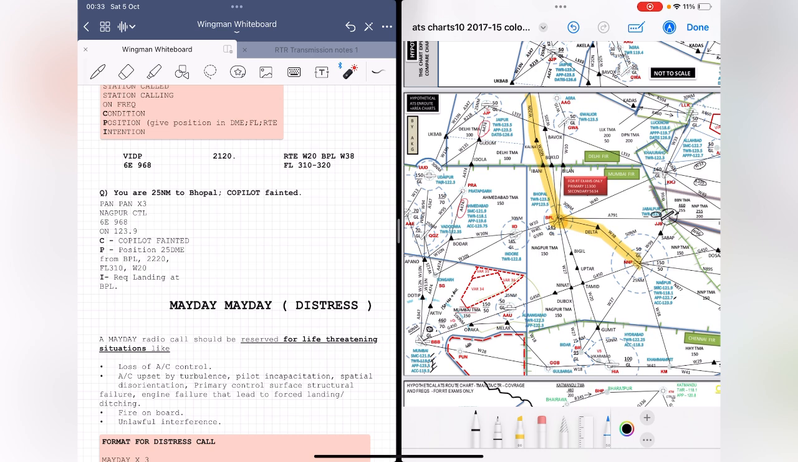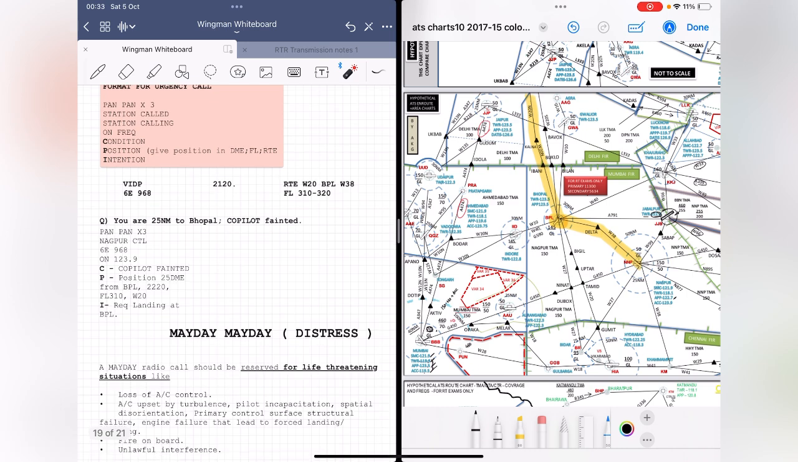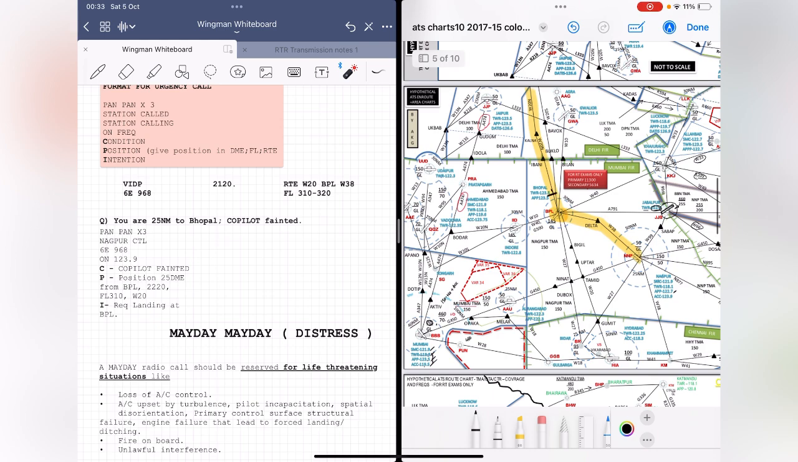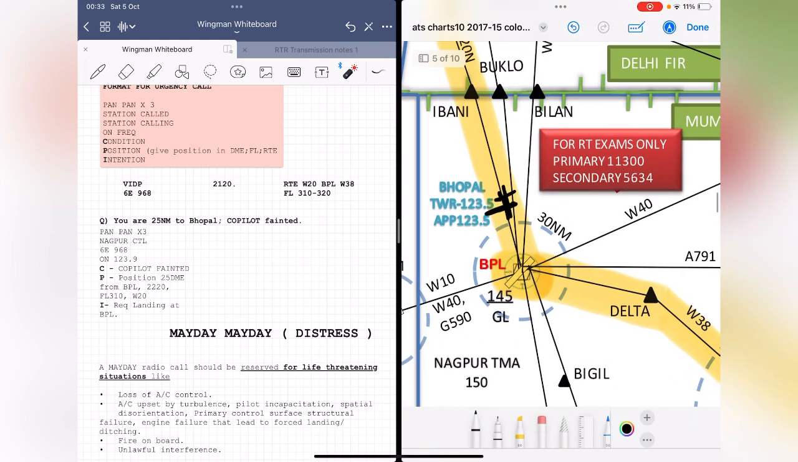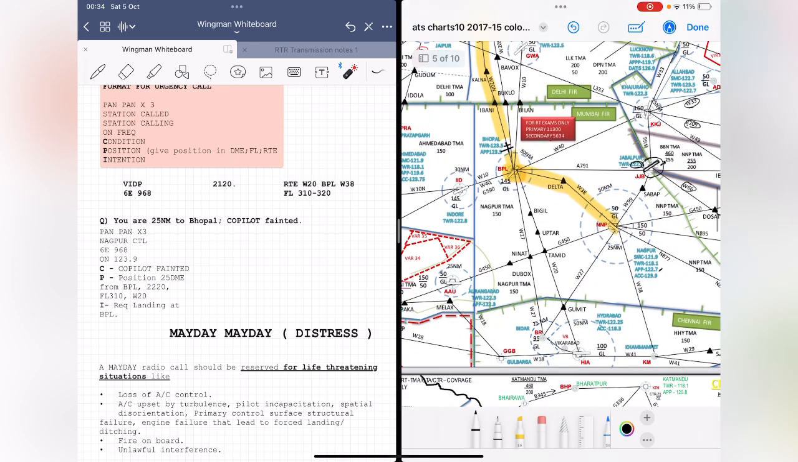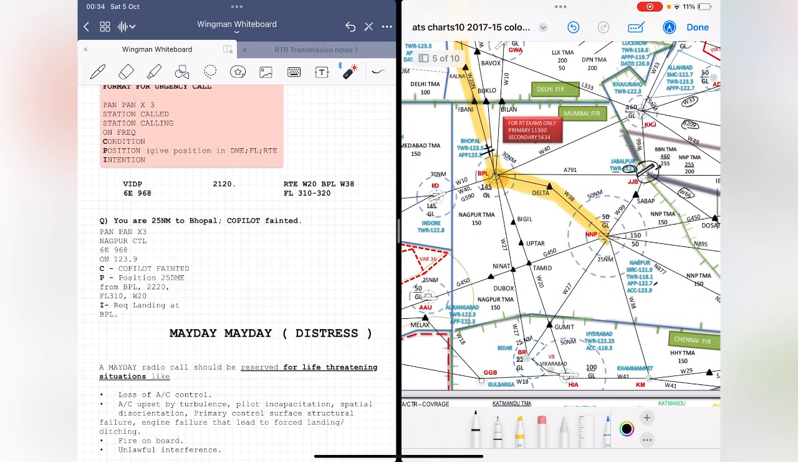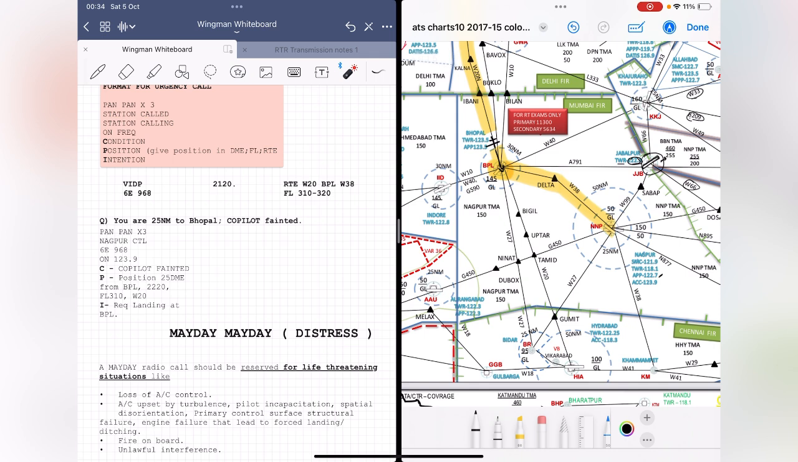So what am I going to do? The call in this case would be, okay, we're 25 nautical miles to Bhopal, so let's first place our aircraft. We are roughly somewhere here. 25 nautical miles to Bhopal, co-pilot has fainted. So we start the call with pan-pan, pan-pan, pan-pan, Nagpur control. Why Nagpur control? Because we are in their area. And what is the flight level we are maintaining? We are maintaining flight level 310. Why? Because we are roughly on an eastbound route. I'm just brushing up on what we've already studied.